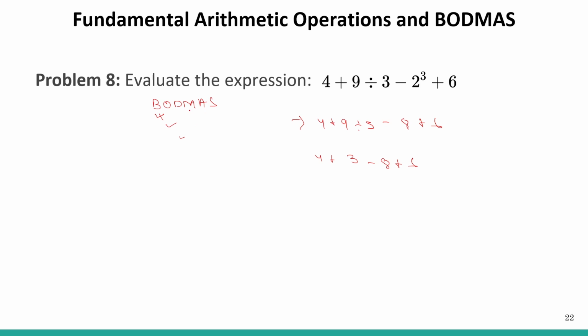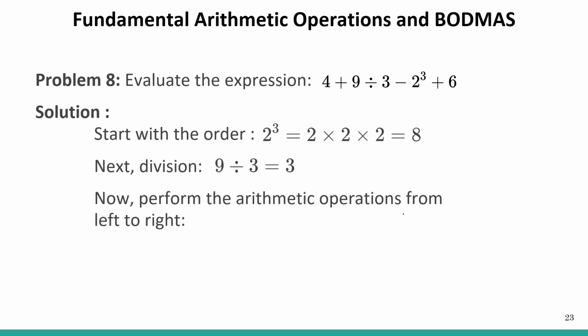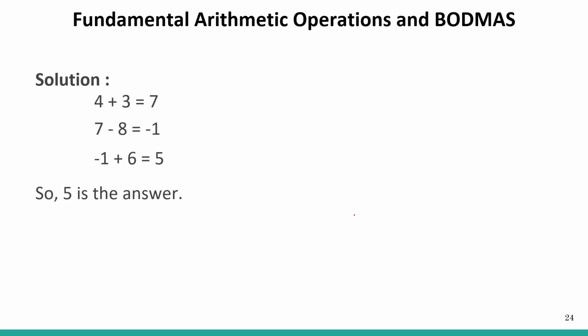Next is multiplication. Are there any? No. So no multiplication. Then go for addition. So positive 4, positive 3 and positive 6 will be added first. So 4 plus 3 plus 6 is equal to 7 plus 6, which is 13. And then what we will be left with is subtraction. There is 1, so minus 8. So this is equal to 5. So 5 will be the final answer. You can see here 5 is the final answer.